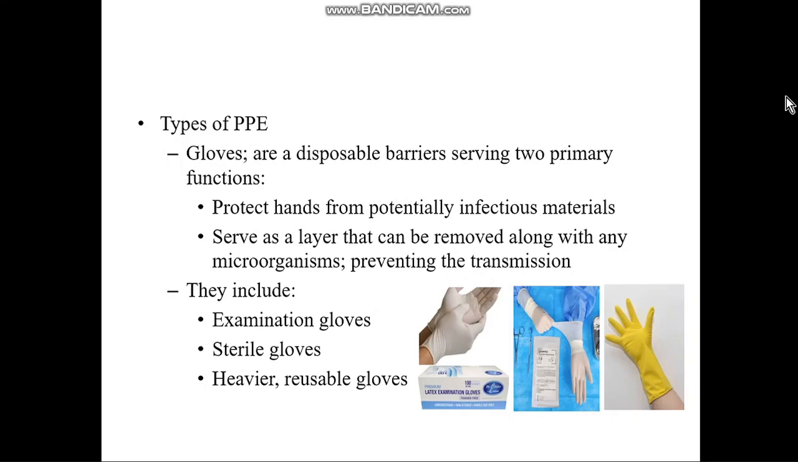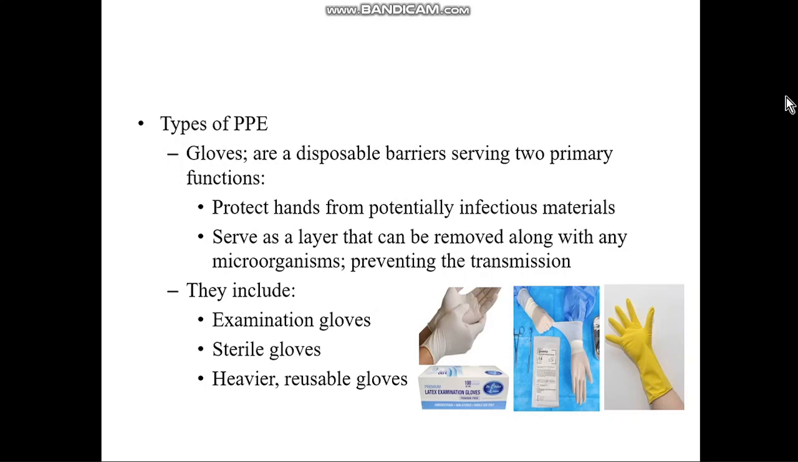So types of PPE. First of all, we'll talk about gloves. Gloves are a disposable barrier serving two primary functions: they protect hands from potentially infectious materials, and they serve as a layer that can be removed along with any microorganisms, thus preventing transmission after a procedure has been completed. The gloves include examination gloves, sterile gloves, and heavier reusable gloves.